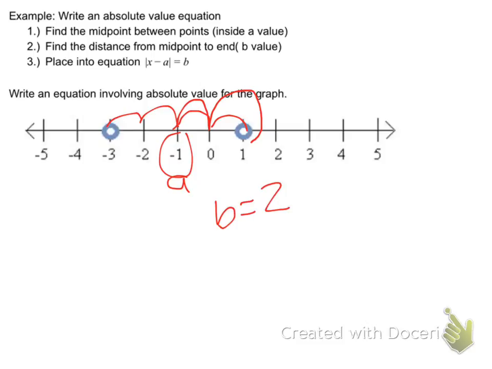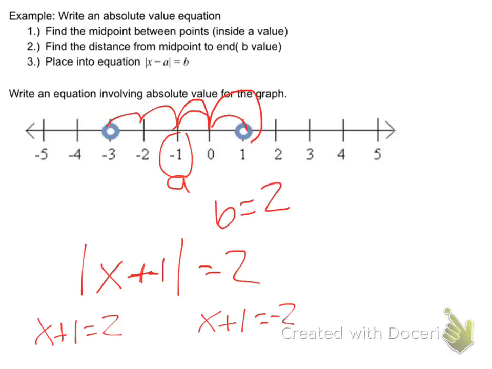What's the equation, guys? Absolute value of x minus -1, absolute value equals 2. Or we don't like to subtract a negative, we add. So it's the absolute value of x plus 1 equals 2. If you're unsure, guys, check your work. Doesn't that mean that x plus 1 equals 2 and x plus 1 equals the opposite of 2? What happens when I subtract 1? x equals 1 or x equals -3. Are those my endpoints? Yes, it is.